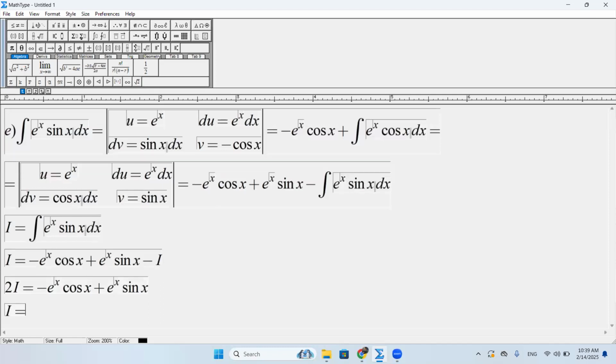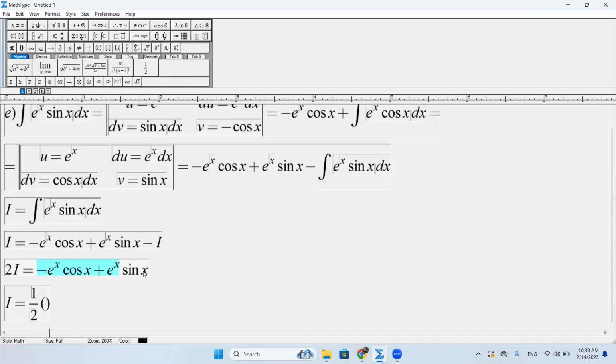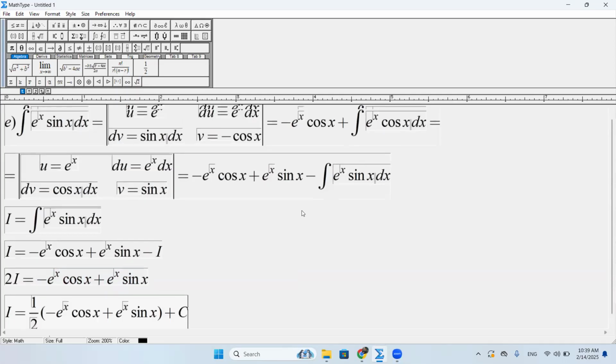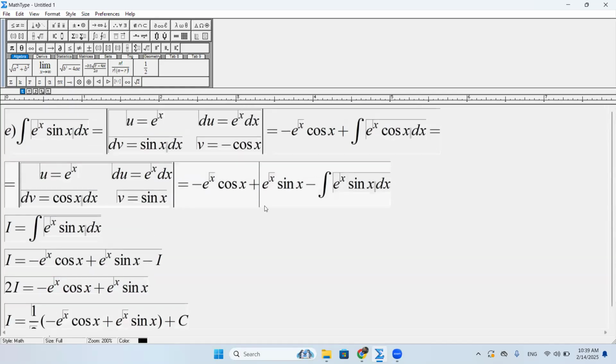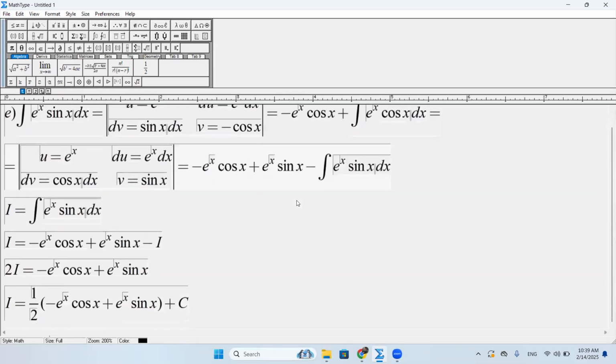And finally I equals one half of this expression plus c. That's why such integrals are called recurrence and why they must always be taken twice. Because after the second integration by parts, we receive again the initial integral, and then solve the equation with respect to this integral. Any questions about this task?